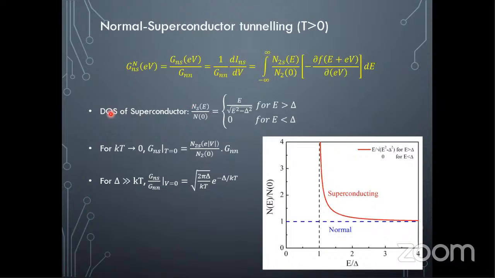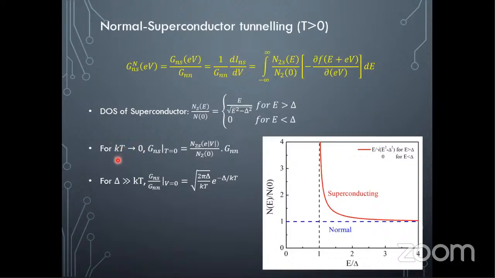How does it give it? Now, the density of states of a superconductor from the BCS theory is this: for energy greater than the pairing potential, it is E divided by the square root of E squared minus delta squared. And for E less than the pairing potential, this is 0. So one can put these values in the differential conductance formula and calculate how it looks for normal to superconductor tunneling. Now there could be two limits.